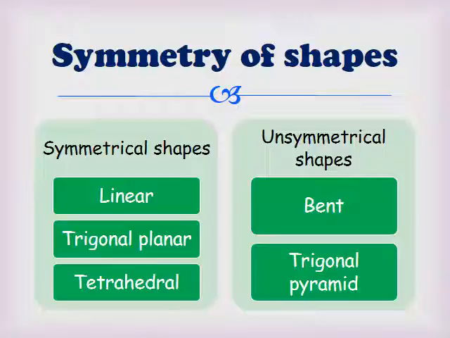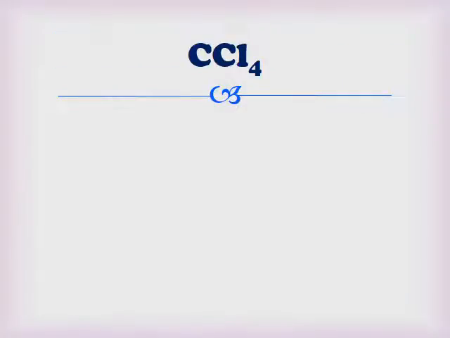In terms of the shapes, which is where we came from in the last lesson, there are symmetrical shapes and unsymmetrical shapes. Symmetrical shapes can be linear, trigonal planar, and tetrahedral, whereas unsymmetrical shapes are bent and trigonal pyramidal. So most linear, trigonal planar, and tetrahedral molecules are going to be non-polar, whereas unsymmetrical shapes like bent and trigonal pyramidal are going to be polar because the dipoles will not cancel out. Here's an example: carbon tetrachloride.